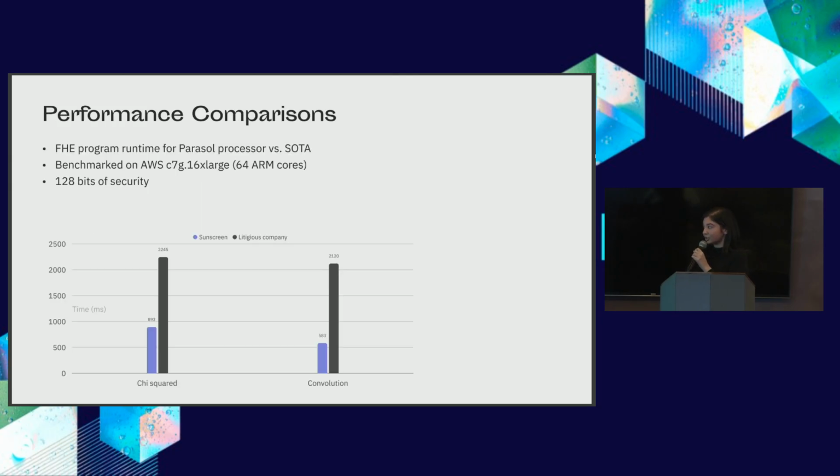So here are some performance comparisons of how the Parasol processor performs today against state-of-the-art, and we've chosen 2 machine learning-based applications. We have the chi-squared program, which can be used for feature selection. It's a pretty simple statistical test. We also have a convolution, specifically a Gaussian blur with a 3x3 kernel. And we've benchmarked both of these processors with 128 bits of security on a 64-core machine. And we can see today that Parasol performs anywhere between 2.5 to 3.5 times faster than state-of-the-art.